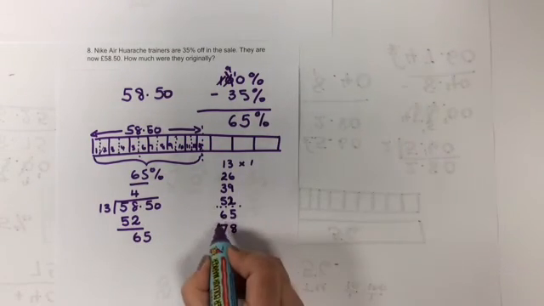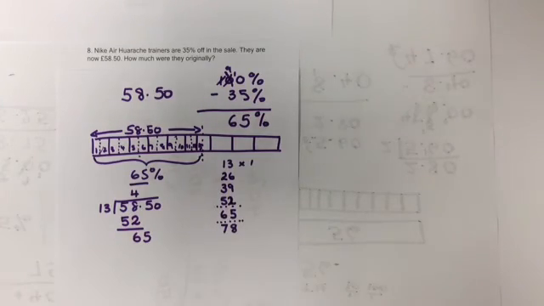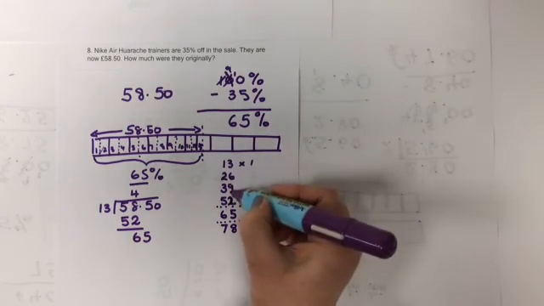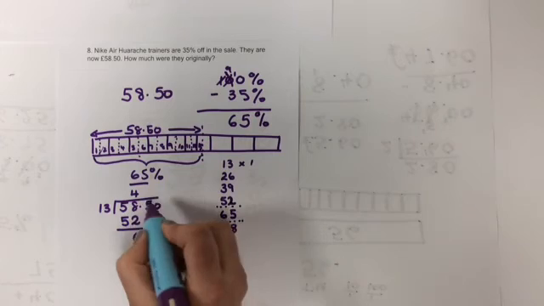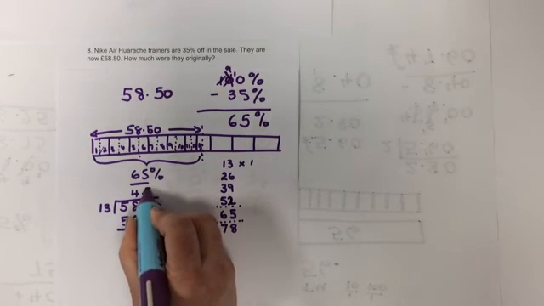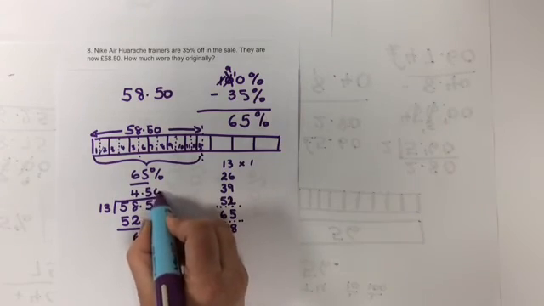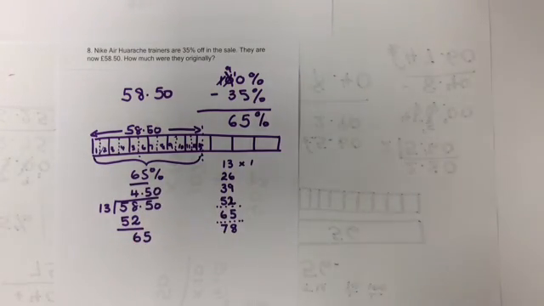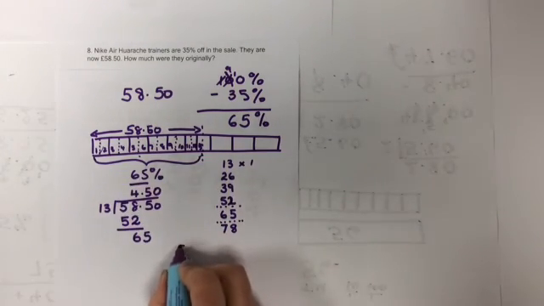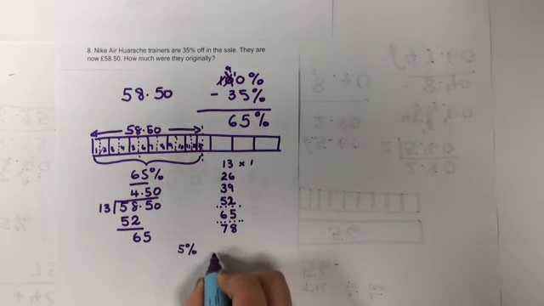And I can see that 65 actually features here on my ready reckoner. So 1, 2, 3, 4, 5 times. So 5 times. And then 13s into 0 will always go 0, won't it? So I now know that 5% is worth £4.50.